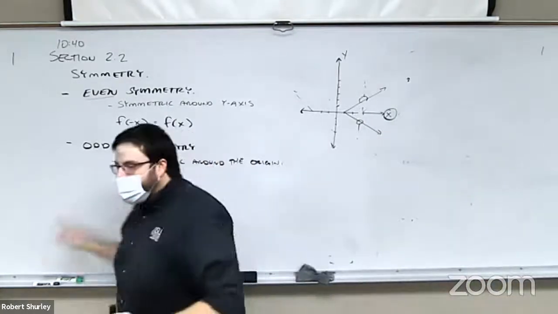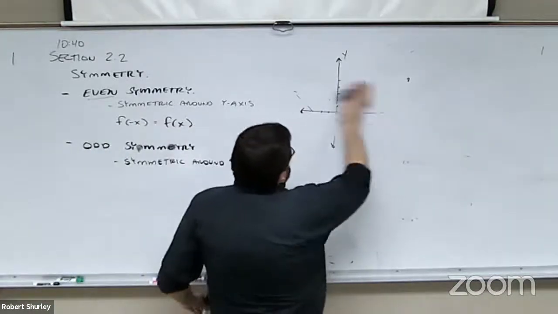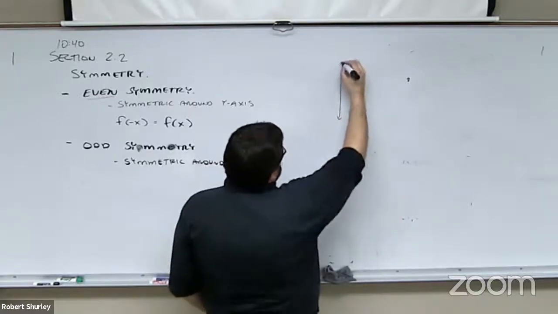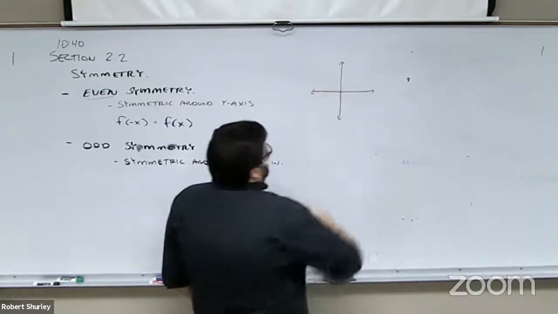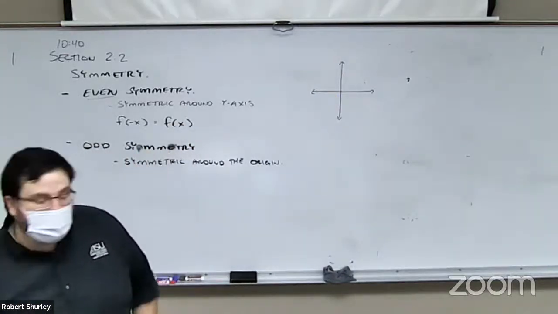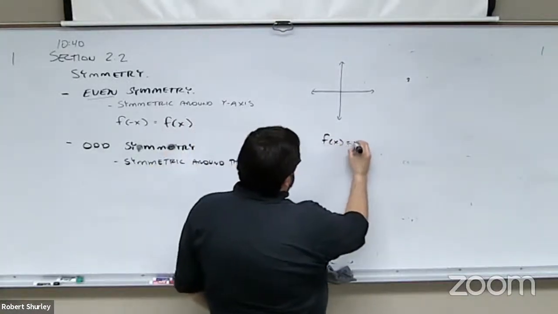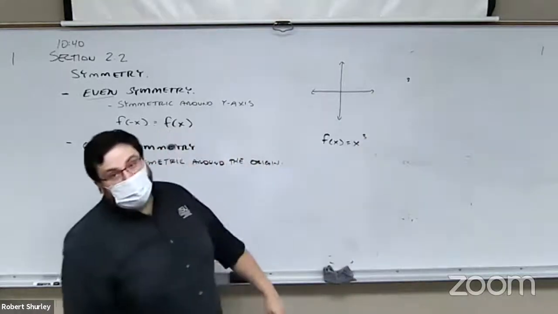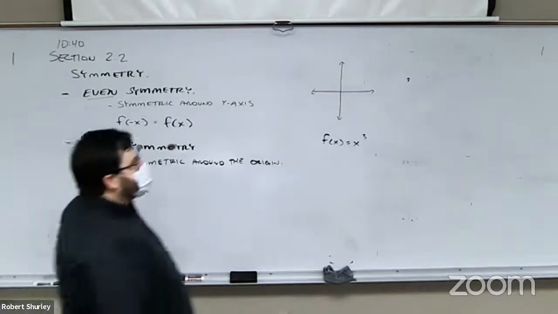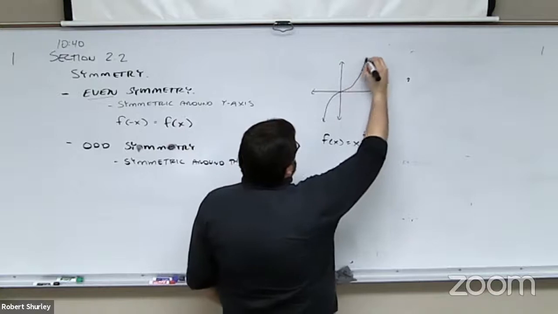So it's actually symmetric around the origin. I need to show you visually what that means. A very, very basic example of this is x cubed. Let's do f of x equals x cubed. And again, it's not a coincidence that it's cubed, it's called odd, okay? But x cubed looks like this. This isn't perfect, but it looks something like this.